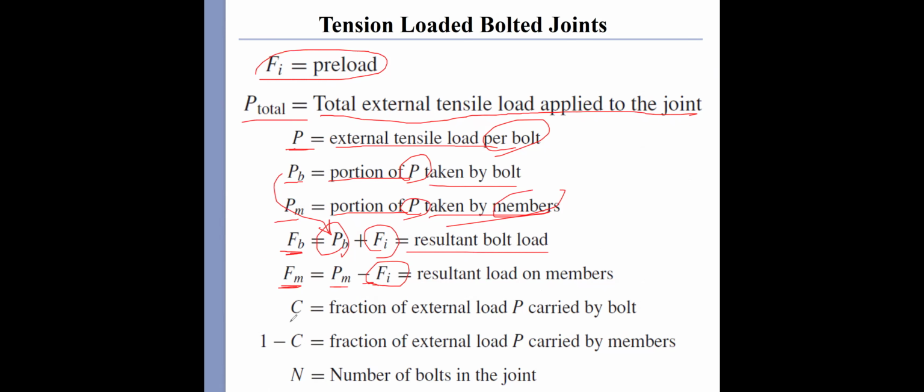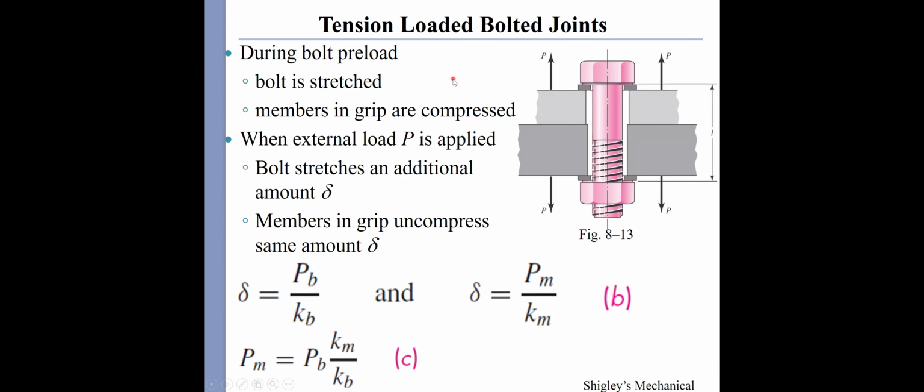Then we define C as the fraction of the external load P carried by the bolt, and 1 minus C equals the fraction of the external load P carried by the member, and N equals the number of bolts in the joint. In this case, the same thing, we have the bolt, right? During the bolt preload, the bolt is stretching, and the members in the grip are compressed. So the bolt stretches, the member is compressed, right?